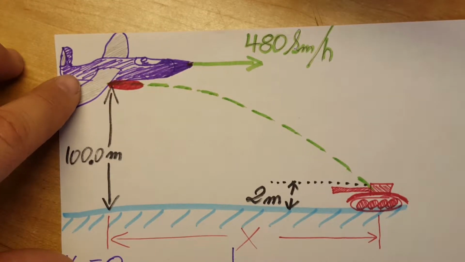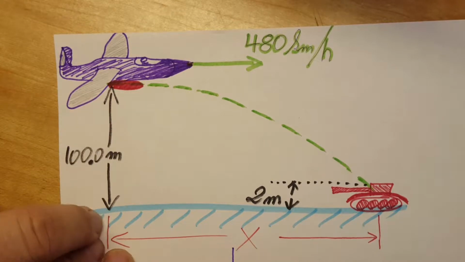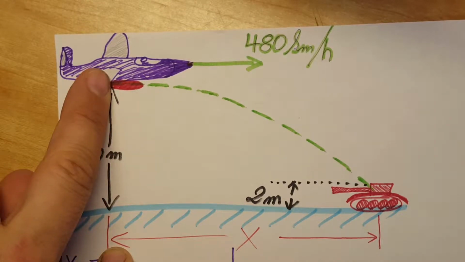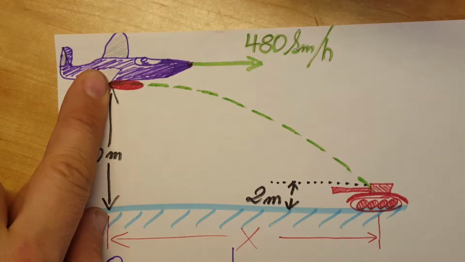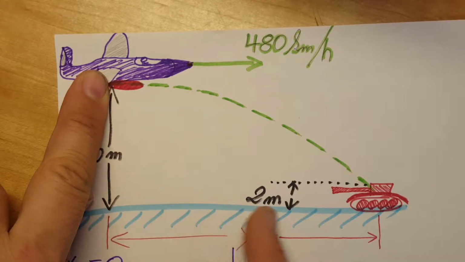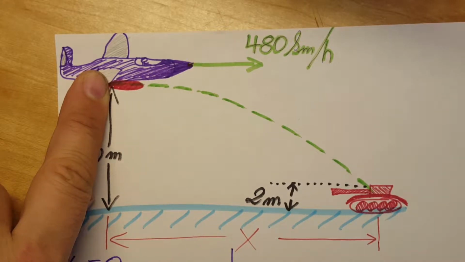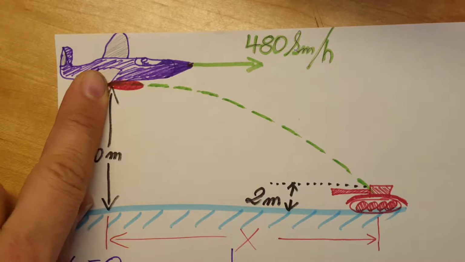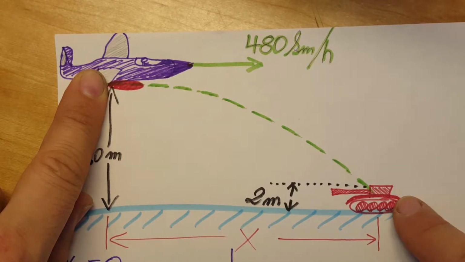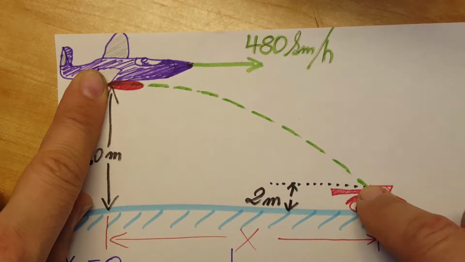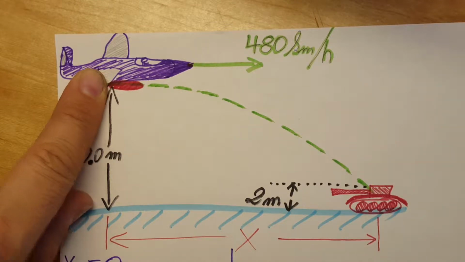So what they want us to find is the distance from the time where the pilot drops the package all the way till the instant that it hits the top of the tank. And in the second part, they want us to find the speed at which the package will hit the top of the tank.